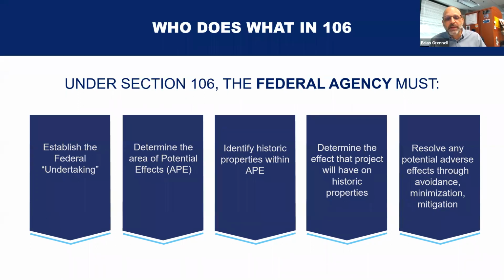The next step, after identifying the undertaking and the area that's going to be impacted, is to go out and identify historic properties in that area. The third step would be to assess the effects that might occur to those properties. And then finally, resolve any potential adverse effects through avoidance, minimization, or mitigation. The federal agency must follow these steps to document how their project or action may affect historic properties and present their finding to the SHPO. Next slide.